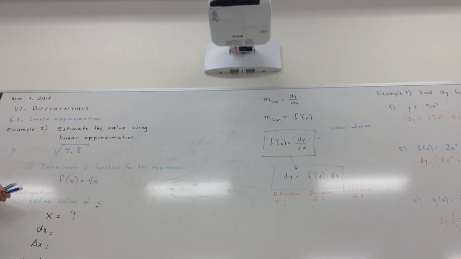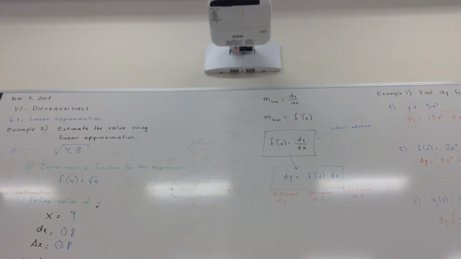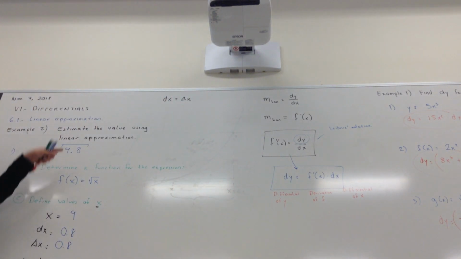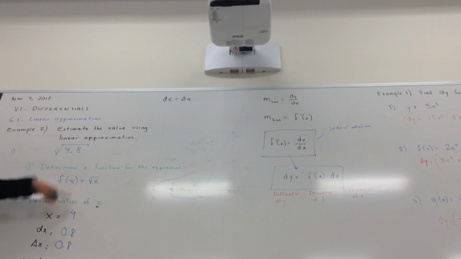dx will be the difference between this one and that one. So 4.8 minus 4 is 0.8. Delta x is the same as dx. Remember? Delta x is the same as dx. So it's going to be 0.8. Remember that. dx and delta x are always the same. Subtraction: the one that I have minus the one that I got as an x. Now, x plus delta x is the one that I have here, which is what? 4.8.